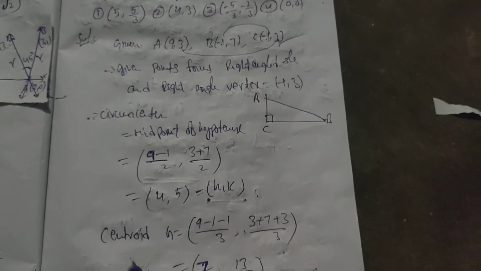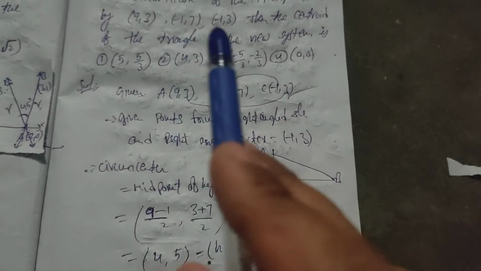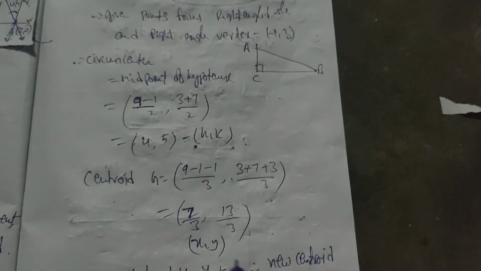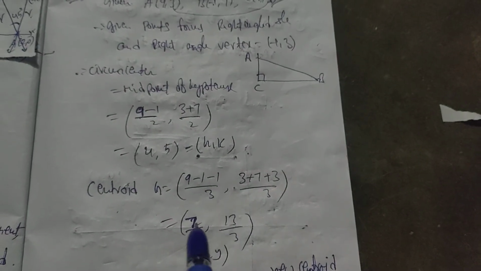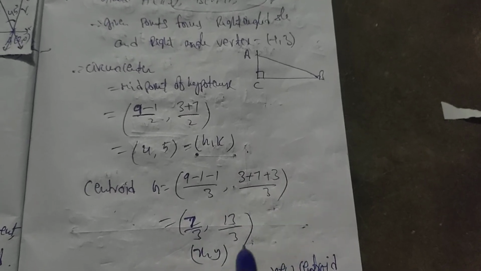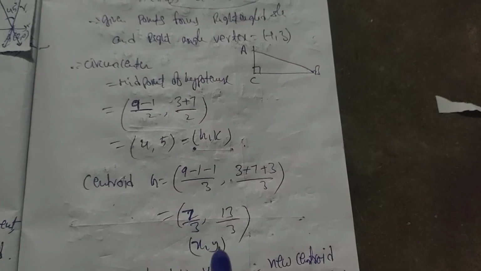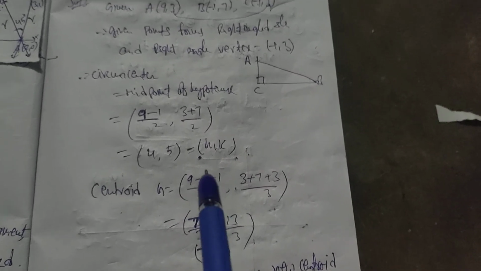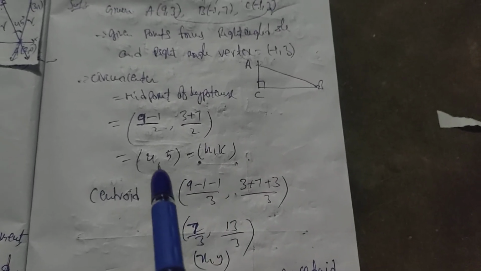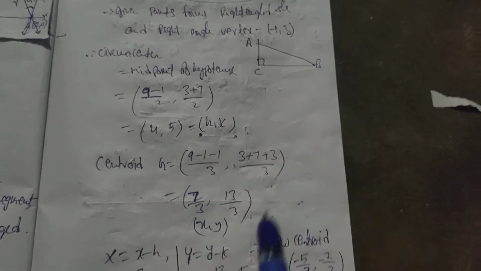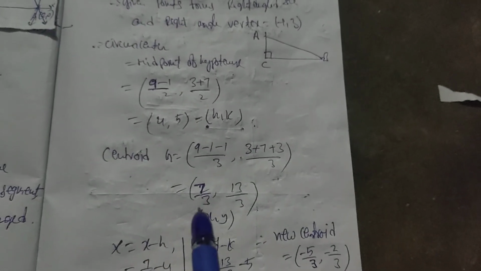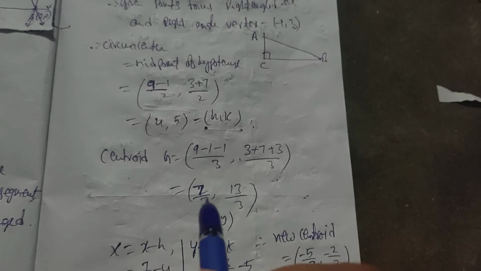Okay, that means the centroid is equal to ((9 - 1 + 3)/3, (3 + 7 + 3)/3). So 9 - 1 + 3 is 11... so the x coordinate is 7/3 as computed, and the y coordinate is 13/3. So this is the small (x, y). Now we have to find out the new coordinates of this small (x, y) when the axis is translated to (4, 5). So here (h, k) is equal to (4, 5), and small (x, y) is equal to (7/3, 13/3).